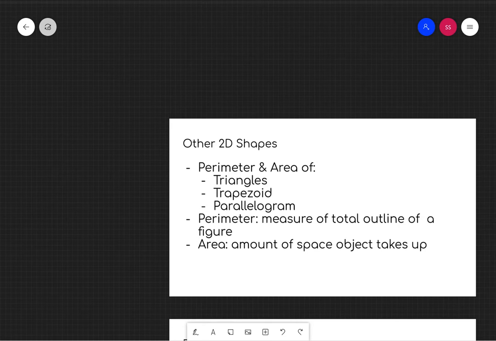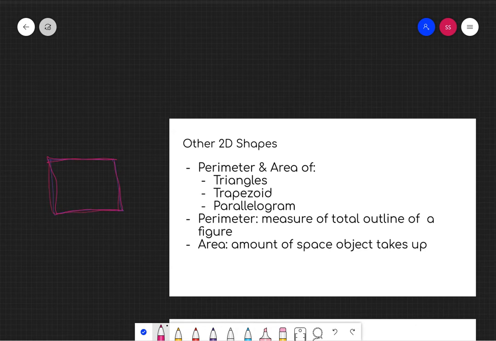Now, we've talked about perimeter and area before, but just as a quick review, perimeter is essentially the measure or the length of the outline of your shape. So in this rectangle I have, it would be all of these lengths put together, or the sum of those lengths. Same with the triangle. If we are trying to find the perimeter of a triangle, we would add the length of that side, and that side. Area is a little different.